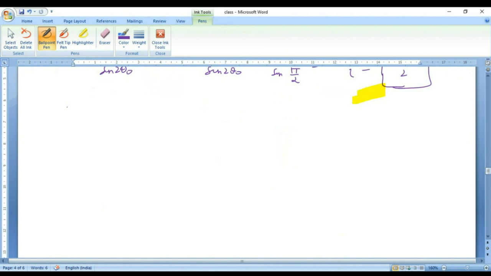Let us take up the next problem. It's again a recursion. So let me change the color. So this is the other problem that we're taking.